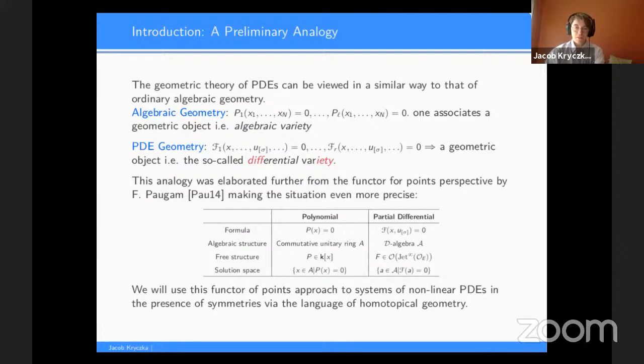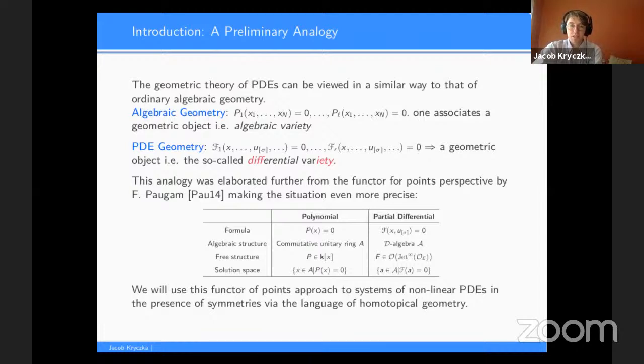While on the PDE side of things, similar considerations lead to a geometric object as well, which is called by Vinogradov a diffiety, which is short for differential variety. And actually, this kind of analogy was made precise in a different manner by Frédéric Pugam in around 2011, 2014, using a functor of points approach to studying generalized spaces of equations. So here I've compiled a little chart that shows exactly this relationship.